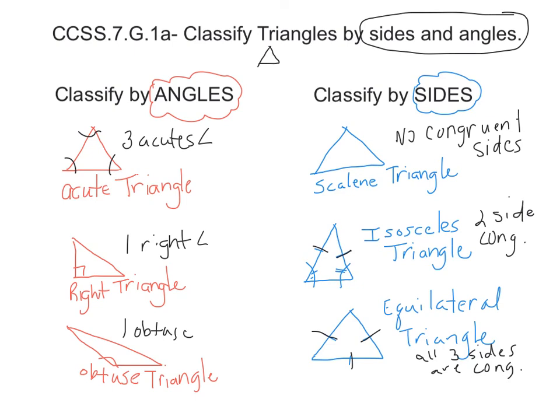So if you classify them by sides, you're looking at the length of the sides. So it's either no sides are congruent, 2 sides are congruent, or all 3 sides are congruent.